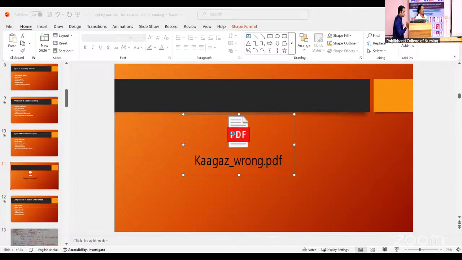So this is the progress sheet. You all have your progress sheet. So here it is mentioned: identification data. Here we have identification data first.